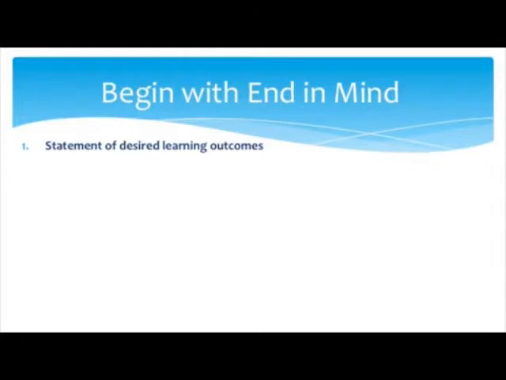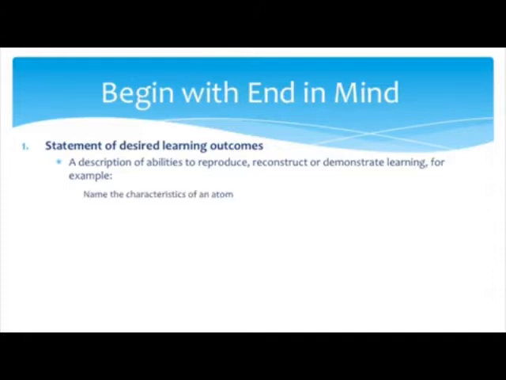When we talk about beginning with an end in mind, there are 3 important aspects we need to focus on. The first one is the statement of desired learning outcome. This is a description of abilities to reproduce, reconstruct, or demonstrate learning. For example, you may want to name the characteristics of an atom, or you may want to convert sentences from the past to future tense, or recite a poem flawlessly. So these are the objectives we have in mind.